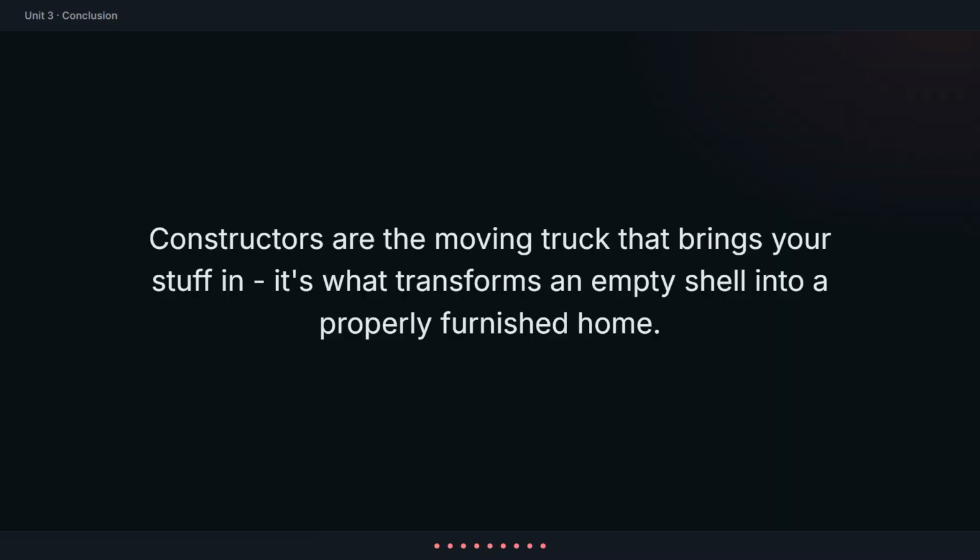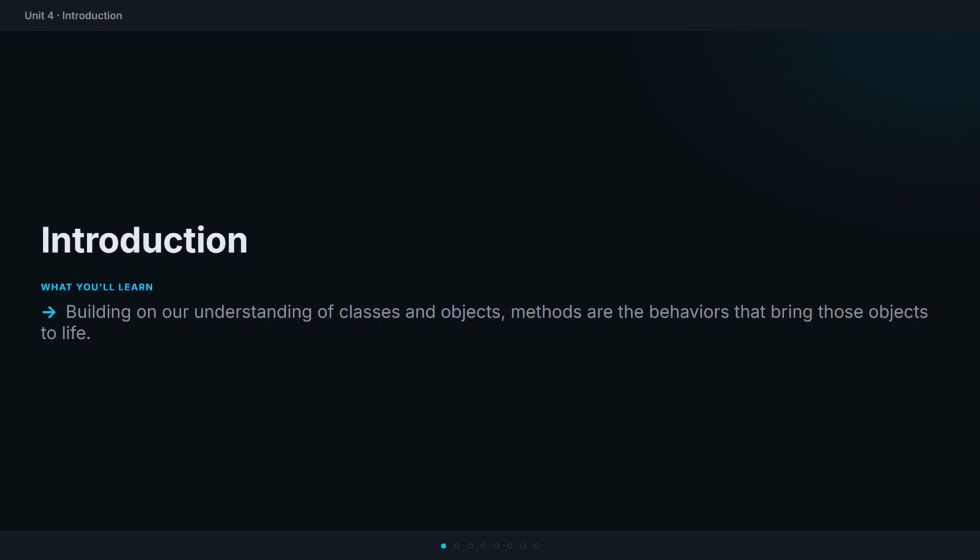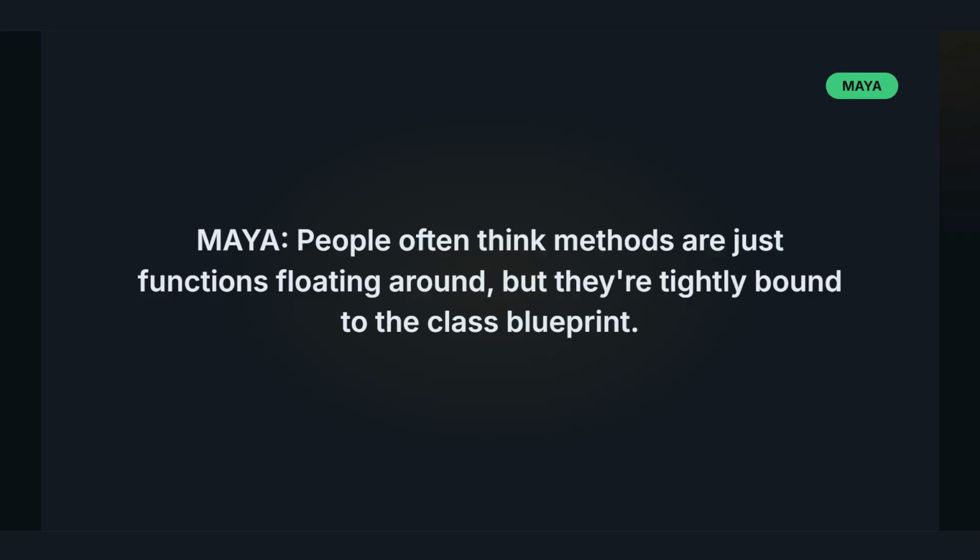Alright, let's move on to the next one, methods and behavior. Building on our understanding of classes and objects, methods are the behaviors that bring those objects to life. They define what your objects can do, and grasping this helps you write code that actually does something useful. People often think methods are just functions floating around, but they're tightly bound to the class blueprint.